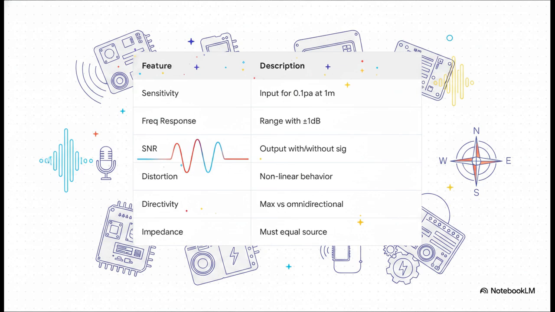Next, we measure signal purity. Signal-to-noise ratio literally compares the output with a signal versus the output without one. And distortion, well, that manifests as nonlinearity in amplitude, frequency, or phase. Finally, we have spatial and electrical matching. Directivity is the ratio of maximum response compared to a standard omnidirectional baseline, and input impedance must strictly equal the source impedance to achieve maximum power transfer. Take a slow, careful look, and let this matrix really sink in.